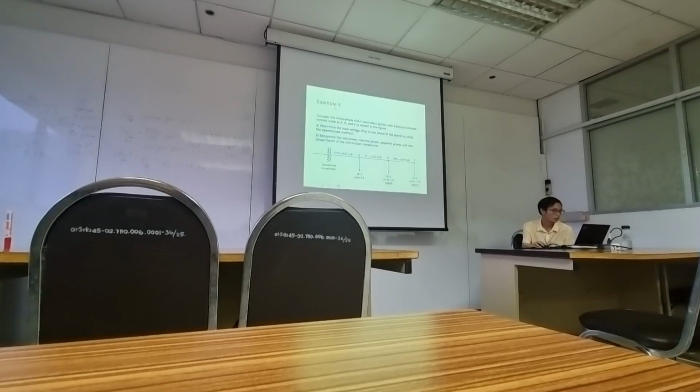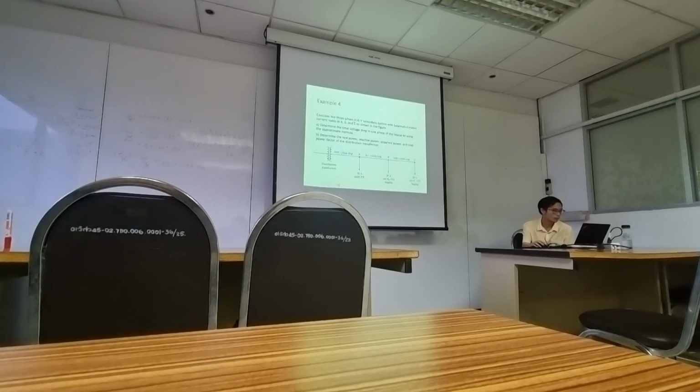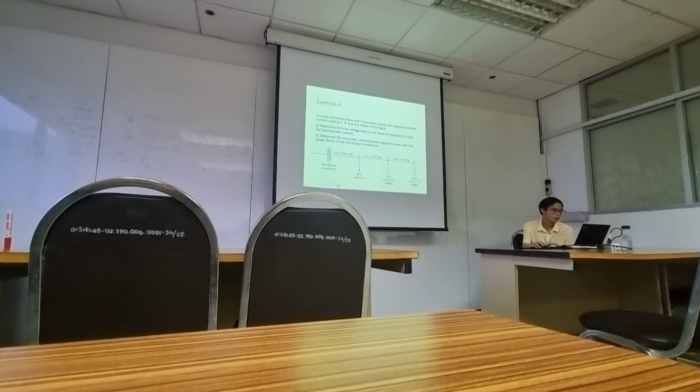Example 4. We consider a three-phase low-voltage secondary system, a 16 volt secondary system, with balanced constant current loads A, B, and C. Determine the total voltage drop in one phase of the lateral by using the approximate method, and determine the real power, reactive power, apparent power, and load power factor of the distribution transformer.